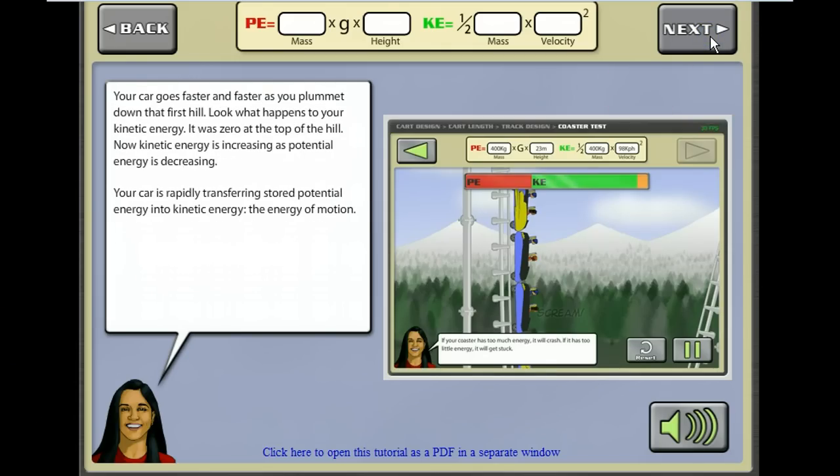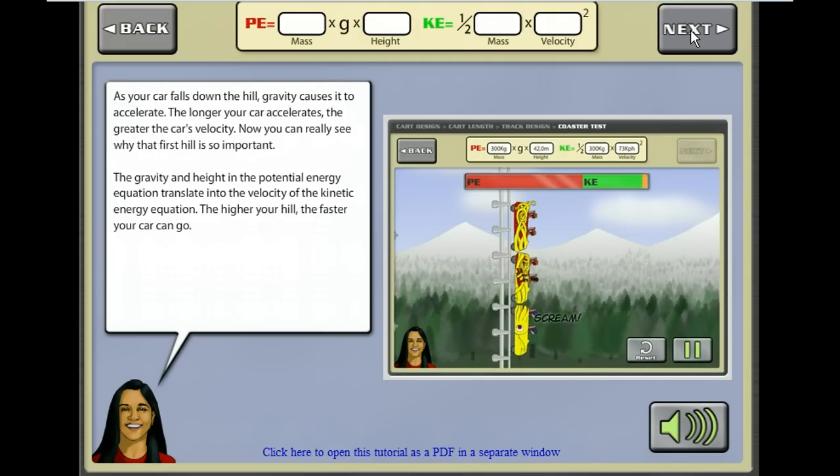Your car goes faster and faster as you plummet down that first hill. Look what happens to your kinetic energy. It was 0 at the top of the hill. Now kinetic energy is increasing as potential energy is decreasing. Your car is rapidly transferring stored potential energy into kinetic energy, the energy of motion.